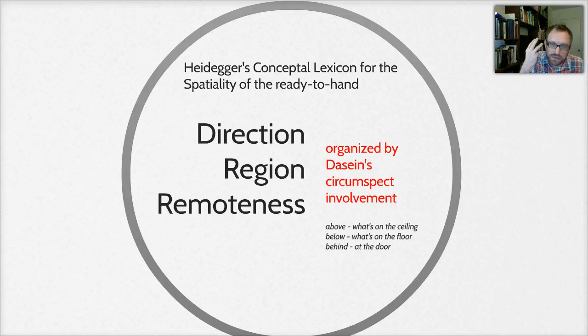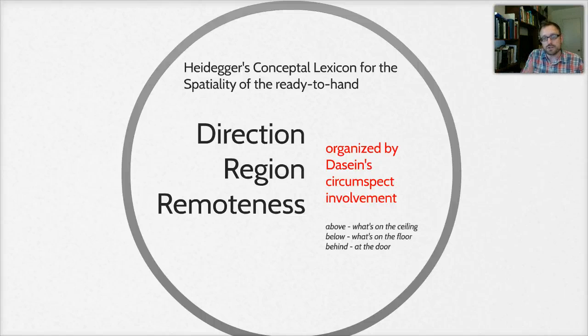And so we get three real big terms that are really important for you to become accustomed to and work with. And that's the notion of directionality, direction, region, and remoteness. And he's going to talk about all of these, and I'm going to mention remoteness here in just a minute. All of these three terms are spatial terms for thinking about Dasein's circumspect involvement, the way in which Dasein gets involved. And so, for instance, think right here. You're sitting here watching this. What's above you is what's on the ceiling. What's below you is what's on the floor. What's behind you is the door. What's in front of you is the window, or whatever, right?